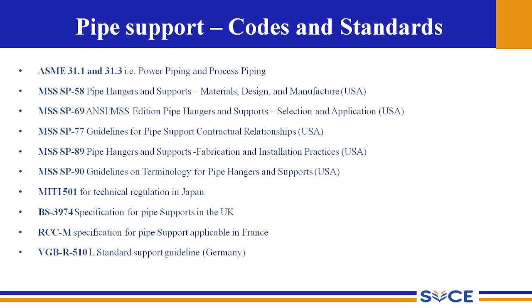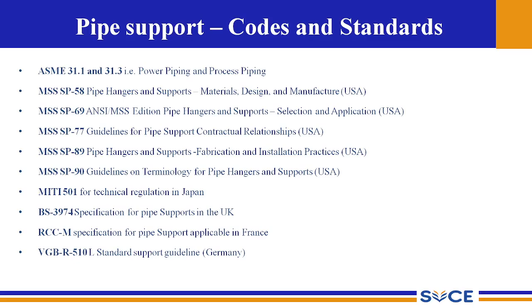Then MSS SP77 will focus on the guidelines for pipe support contractual relationships, normally followed in the USA. For example, in a process plant, the piping may be installed by an EPC company and the supports may be provided by another company. In such a case, the contractual relationships for the pipe support installation, or the guidelines for that, will be followed by MSS SP77 guidelines.